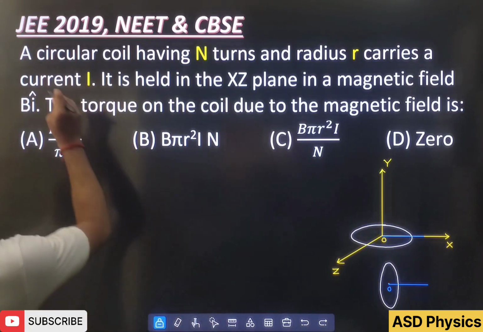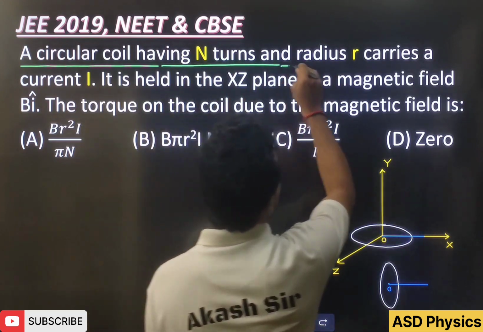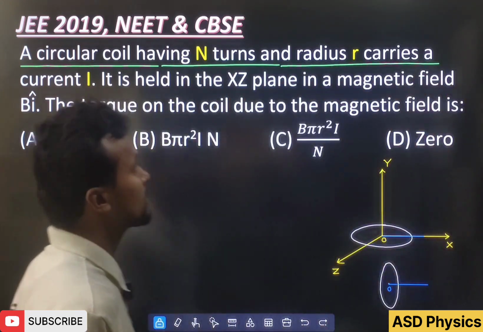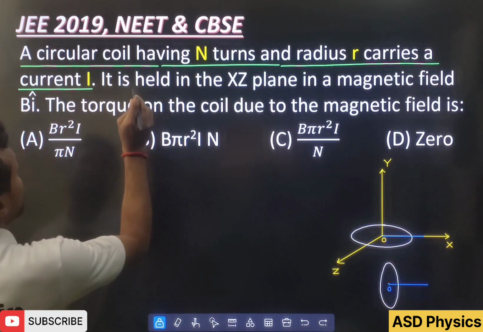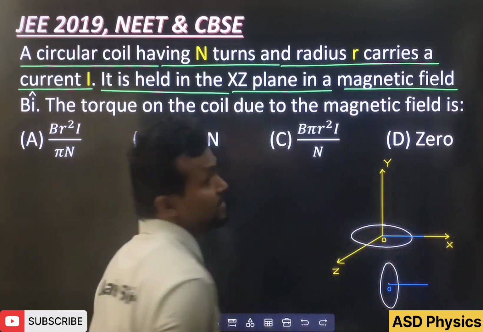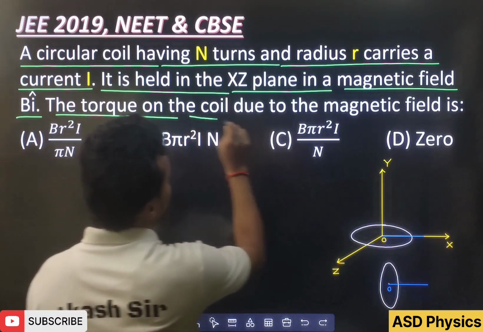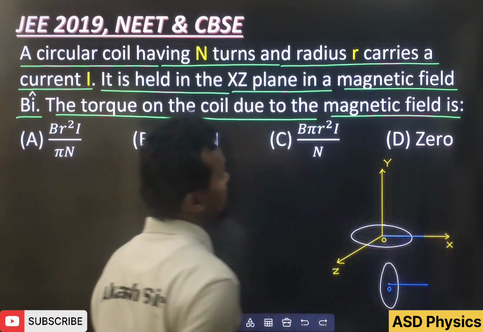First question is a very basic question to understand the concept. A circular coil having n turns and radius r carries a current I. It is held in the xz plane in a magnetic field B i cap. The torque on the loop due to the magnetic field is how much here?